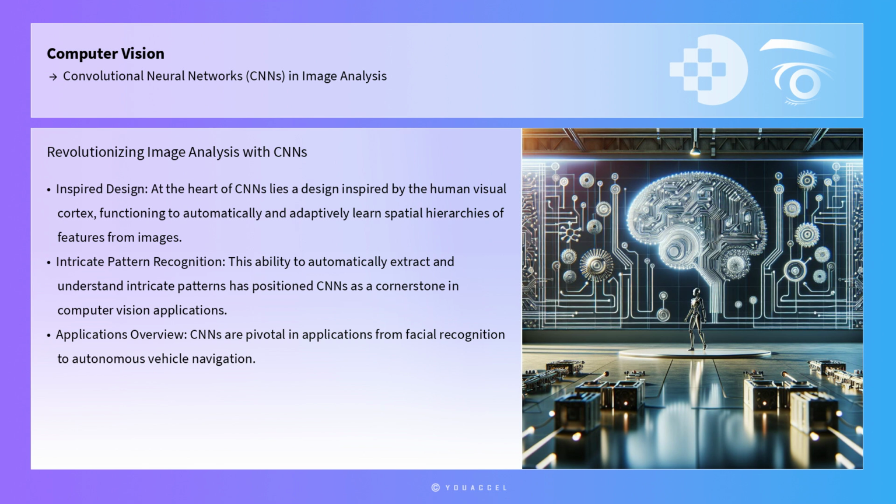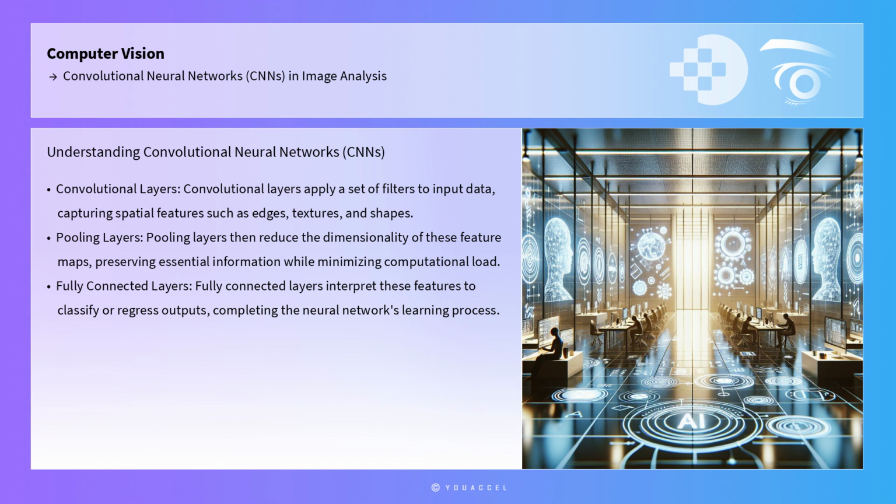This ability to automatically extract and understand intricate patterns has positioned CNNs as a cornerstone in computer vision applications, from facial recognition to autonomous vehicle navigation. CNNs operate through a series of convolutional layers, pooling layers, and fully connected layers.